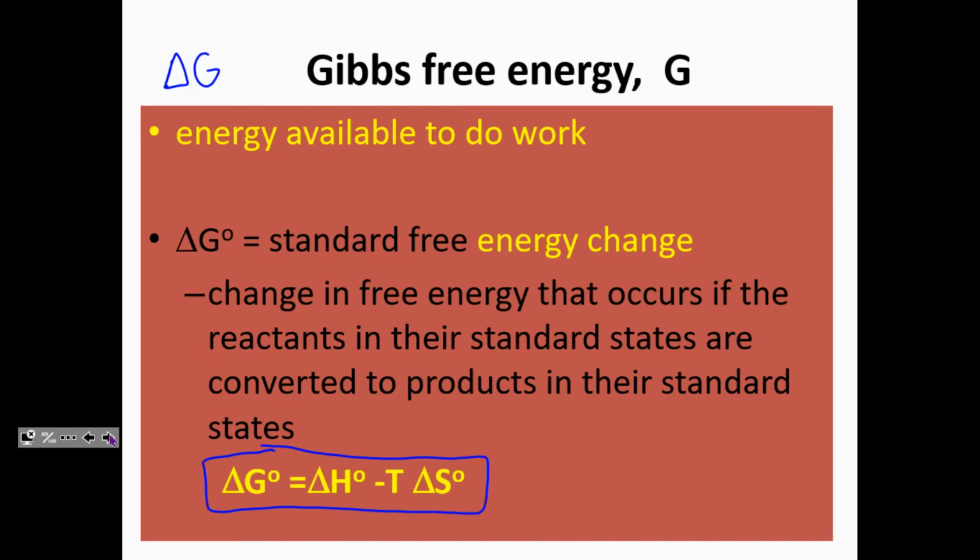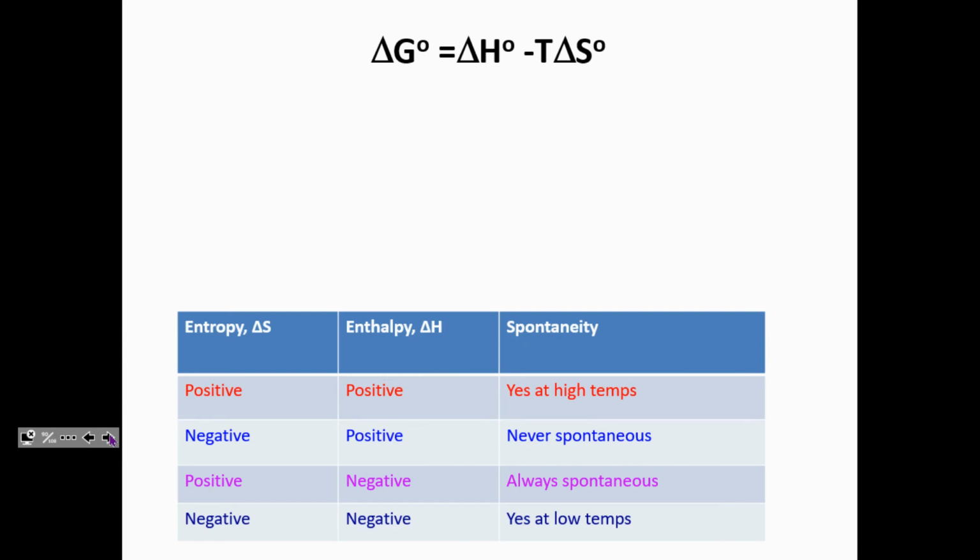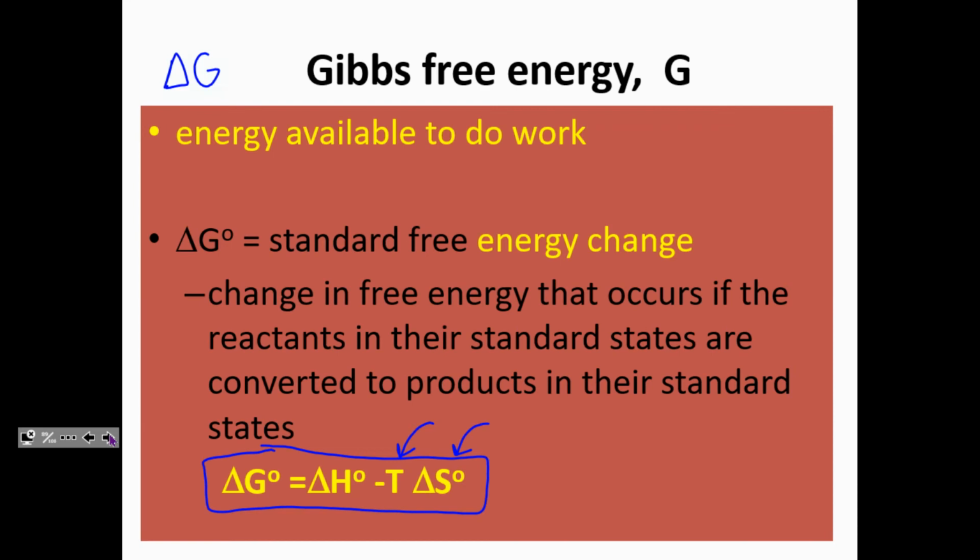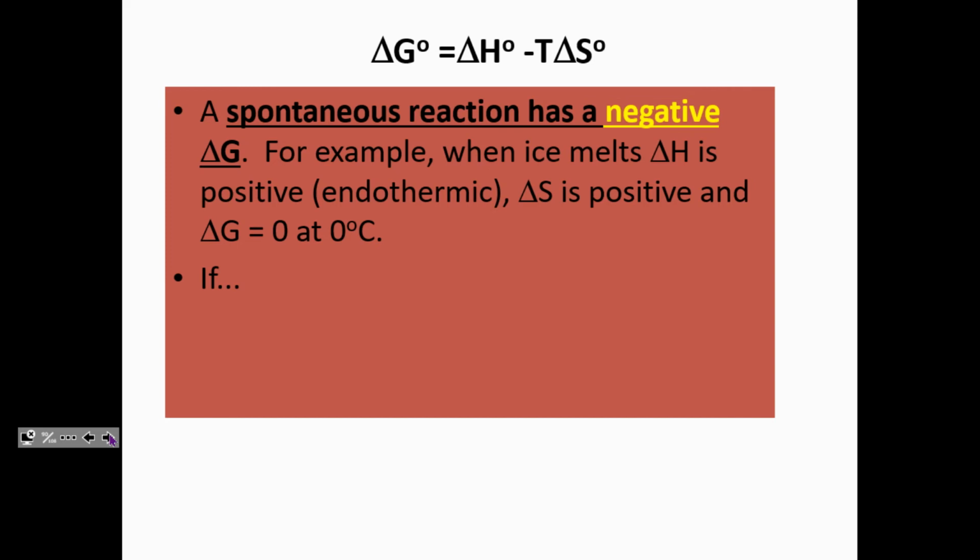Delta G, the free energy, is equivalent to what we calculated in the last slide, enthalpy, minus the temperature times the change in entropy. So if we give you values for each of these variables, you could calculate the free energy and thus tell us if a reaction is spontaneous or if it is not spontaneous. So a spontaneous reaction has a negative delta G. So if we have a negative value for delta G, the reaction is going to occur on its own.